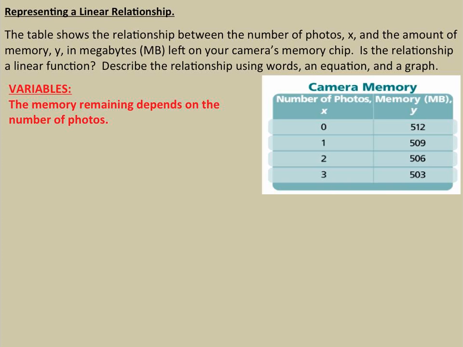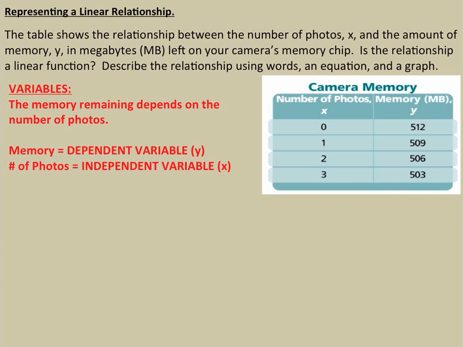So your variables are the memory remaining and the number of photos. So how much memory you have depends on how many photos you take. All right, so the memory is the dependent variable. The number of photos is the independent variable. Right, your x's are your independents. Your y's are your dependents.